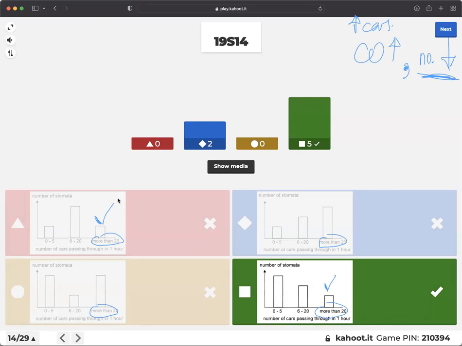But why is red wrong? Because it goes up, then goes down. This is not a trend. A trend should be something always going up or always going down. So for this question, the 2 or 3 students that got this wrong, do you understand now?